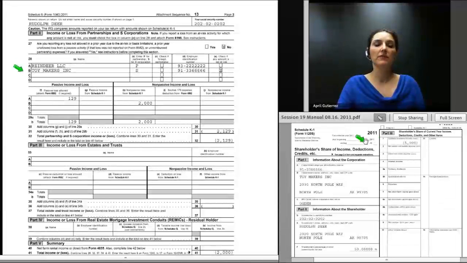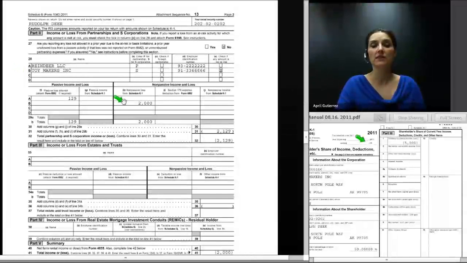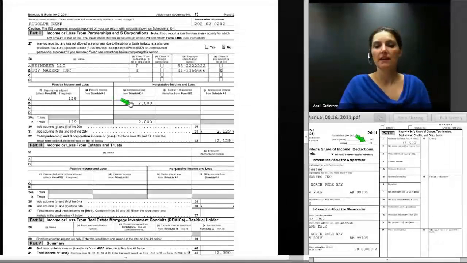On Toymakers LLC, we have a $5,000 loss, but again, Rudolph cannot claim a loss that is larger than his basis, and his basis was 0 at the beginning of the year. He invested $2,000 during the year, so $2,000 is the most he is allowed to claim as a loss. We've entered the $2,000 loss under the non-passive column. Now, on the Schedule E, page 2, he will enter the loss from Toymakers, Inc., under the non-passive column, because we told you that with Toymakers, Inc., he is an active participant in the operation of that S Corporation, compared to Reindeer LLC, where he is passive.